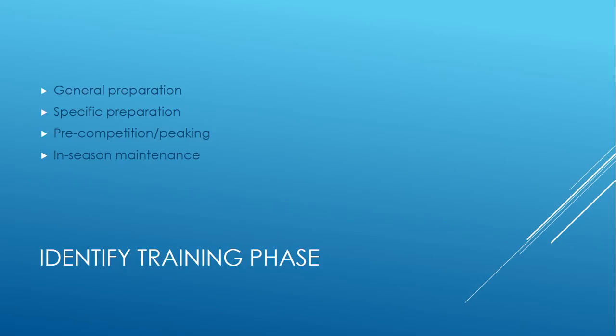Different sources will give a very large variety of different ways that they'll break down the various training phases and how they'll classify them. For the purposes of today, I'm going to give you 4 different training phases that you'll need to look at. First is general preparation, then our specific preparation. Then depending on our sport, we might have a pre-competition or peaking phase, or we'll have an in-season maintenance phase. Those last 2 phases can work interchangeably or be organised in different ways. It just depends on the sport.